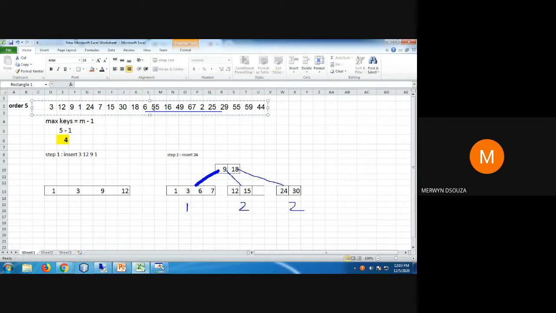Next value you take is 55. So 55 will go here. Next is 16. So 16 is here. Okay. 49. So 49 will be placed here.